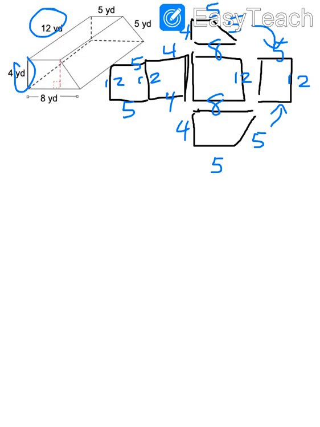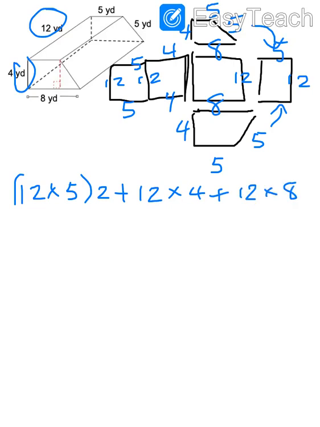The rectangles are easy because they're length times width. So you're going to have, from what I can see, 12 times 5 twice. So 12 times 5, and that happens twice. You're going to add that to 12 times 4, which happens once. You're going to add that to 12 times 8, which also happens once. And then you have the 2 trapezoids. So we're going to add that to 2.